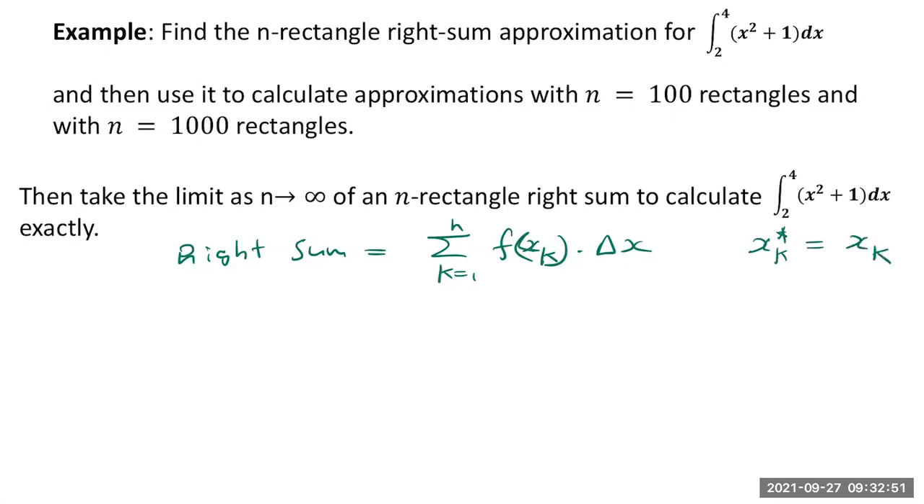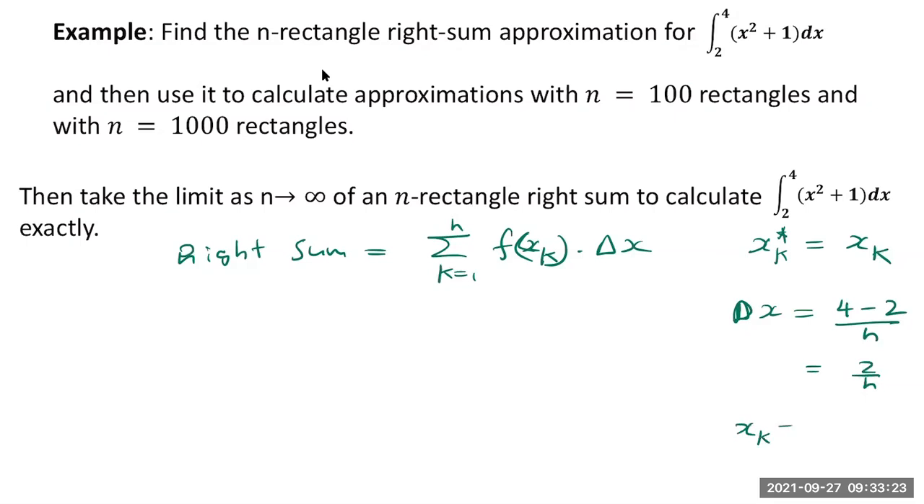Okay, that's from the previous section. Okay, how do we find this sum then? First of all, we need to find xk and delta x, right? So how do you find delta x? My delta x is b minus a over n. Notice that your b is 4, a is 2. So 4 minus 2 divided by n, which is 2 over n.